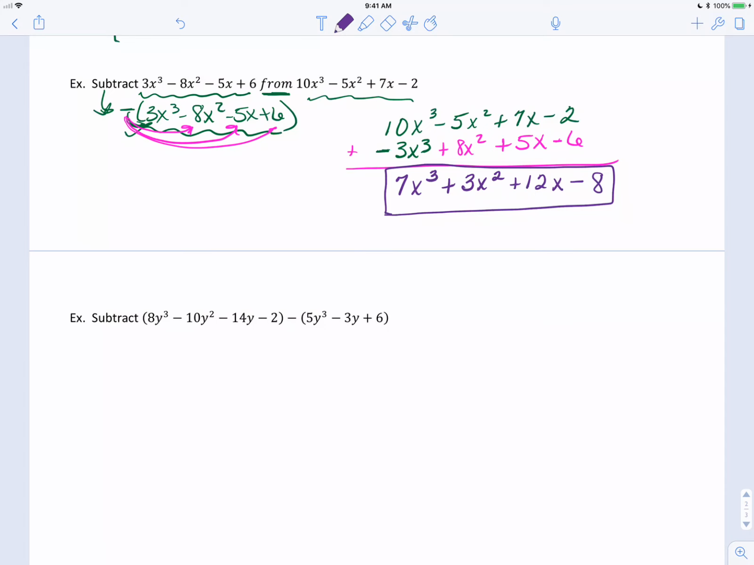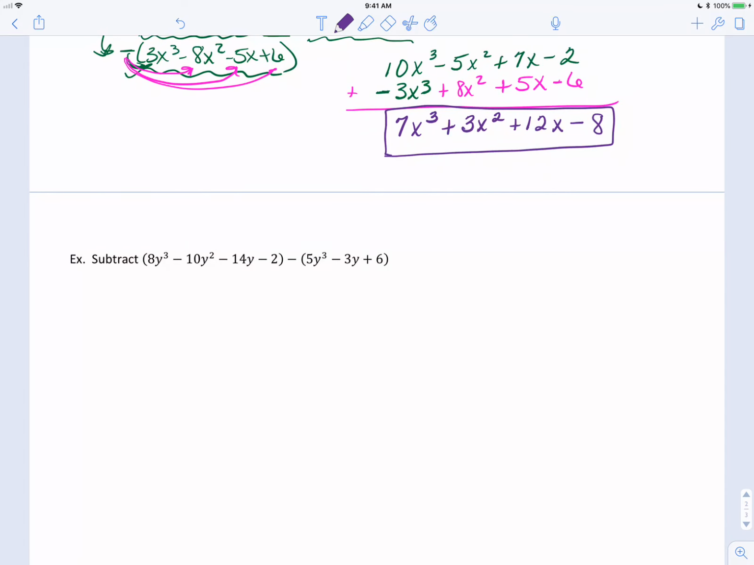Okay, so you see how you can do them horizontally, you can do them vertically. Either way, we can try it both ways if you want to. So we've got 8y cubed minus 10y squared minus 14y minus 2. And I'm going to go ahead and distribute the minus sign because I'm subtracting the entire polynomial, so I have to distribute that sign, change all those signs inside that polynomial.